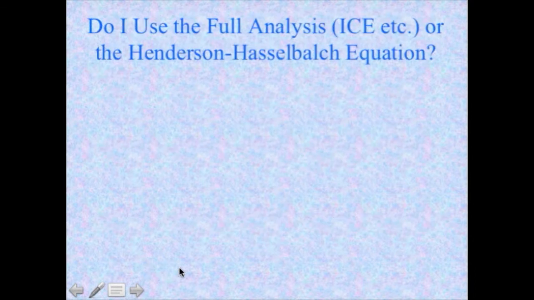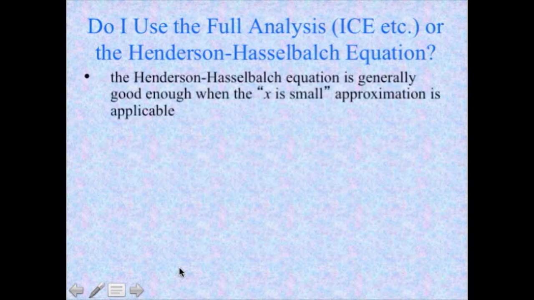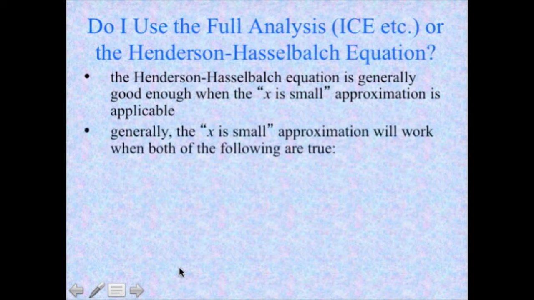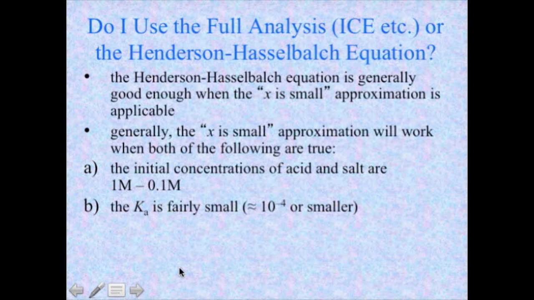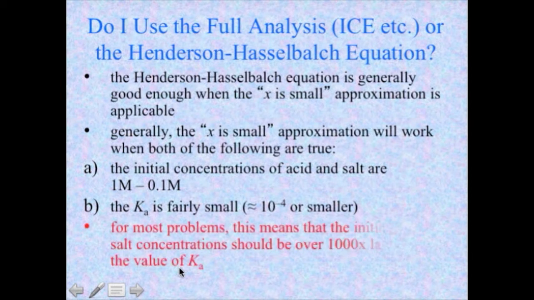How'd you do? So the question is, do I use the full ICE analysis or the Henderson-Hasselbalch equation, where you just plug in the initial values? Well, the Henderson equation is generally good enough when the X is small approximation is valid. Generally, the X is small approximation will work when both of the following are true. The initial concentrations of acid and salt are between 1 molar and 0.1 molar, and the equilibrium constant Ka is fairly small, approximately 10 to the minus 4 or smaller.